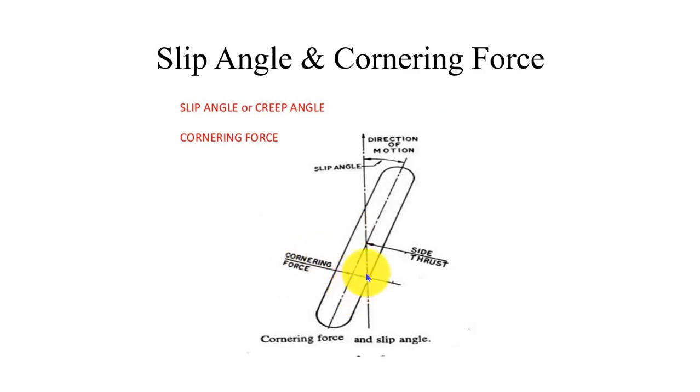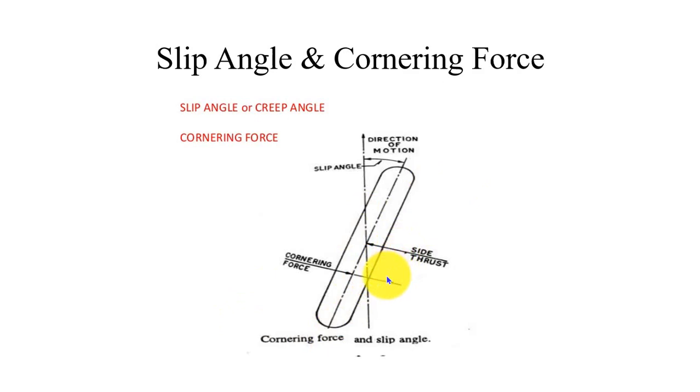In this figure, we can see that side thrust and cornering force are both parallel to each other but are acting in the opposite direction. There is also some distance between them, which is known as the pneumatic trail. Because of the two forces acting opposite to each other and in the parallel direction, a couple will be generated. Because of that couple, the tires will face the torque.